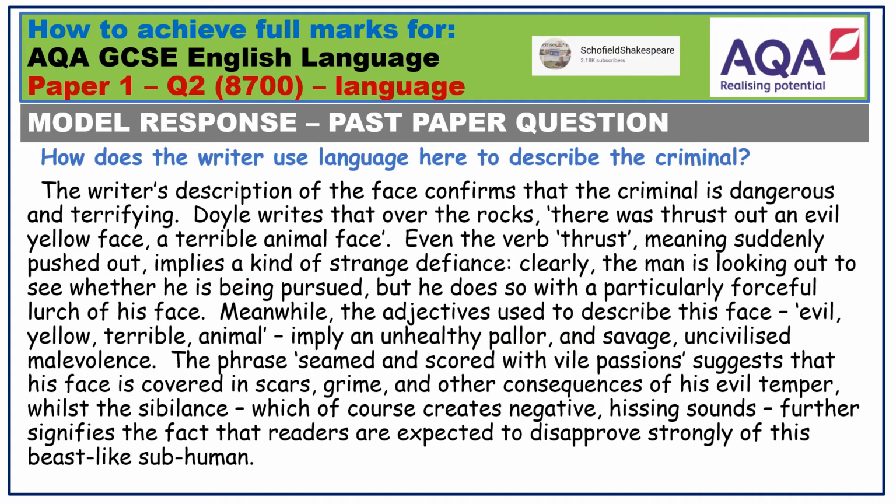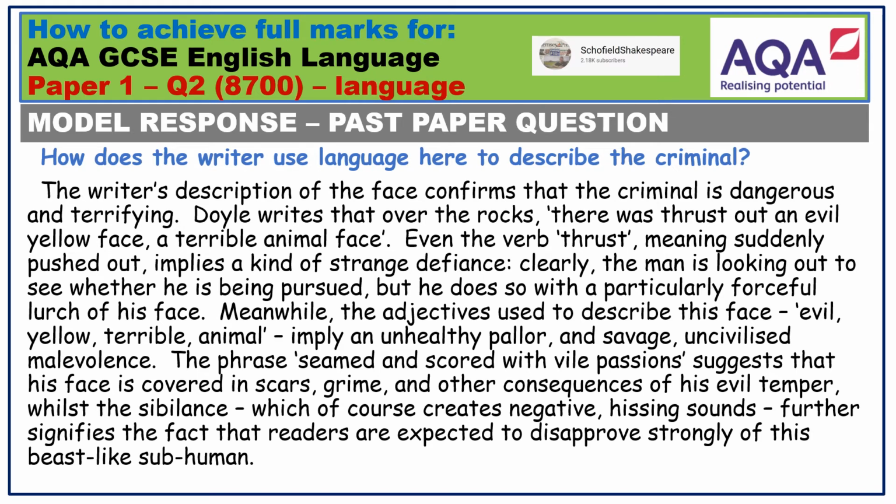The writer's description of the face confirms that the criminal is dangerous and terrifying. Doyle writes that over the rocks there was thrust out an evil yellow face, a terrible animal face. Even the verb thrust, meaning suddenly pushed out, implies a kind of strange defiance. Clearly the man is looking out to see whether he is being pursued, but he does so with a particularly forceful lurch of his face. Meanwhile, the adjectives used to describe this face, evil, yellow, terrible, animal, imply an unhealthy pallor and savage, uncivilized malevolence.